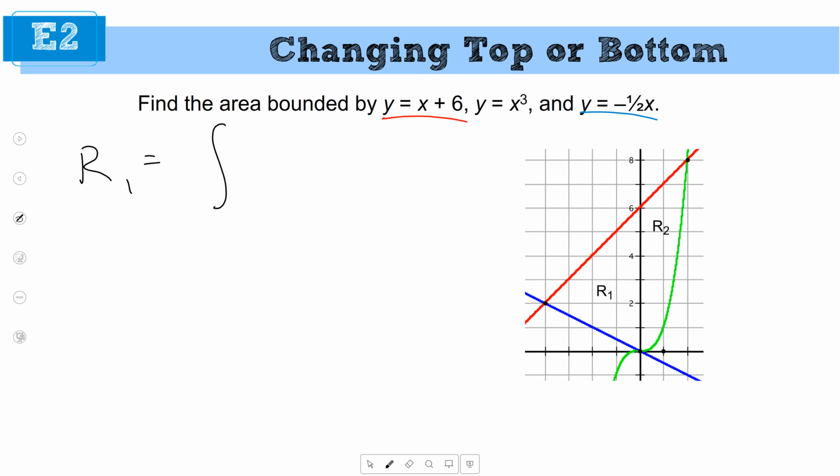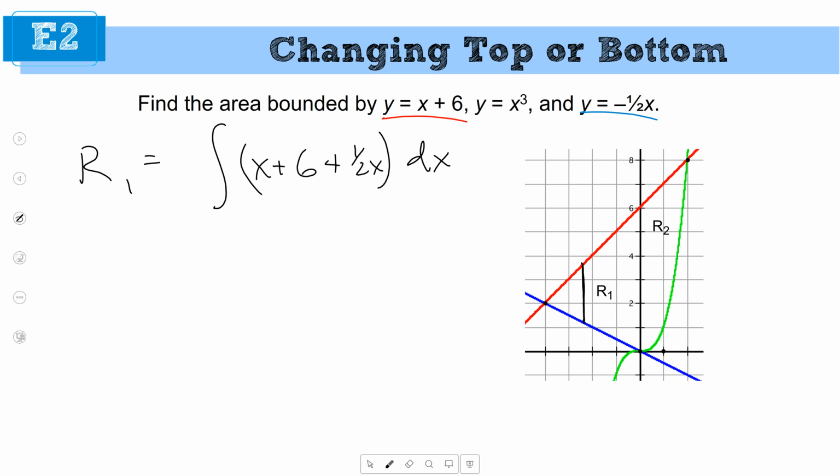What integral am I going to use to solve for the area of region 1? To make your life a little bit easier, let me draw your representative rectangle in there. What's the area of that rectangle? 6 minus 1 half x, times dx. Not dx, good. Top function, x plus 6 is the red one, minus the bottom function, negative 1/2 x, gives you that.